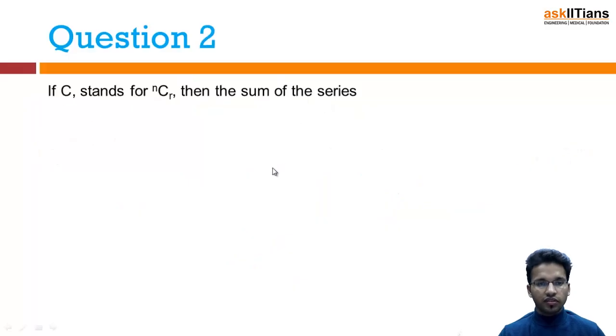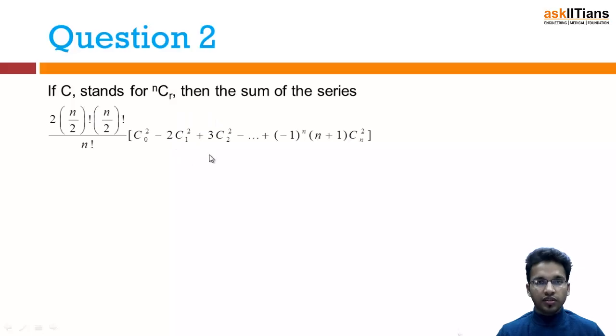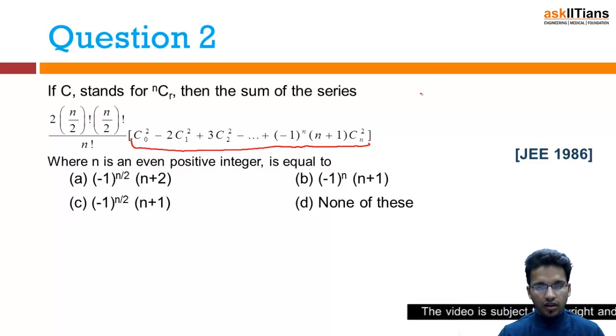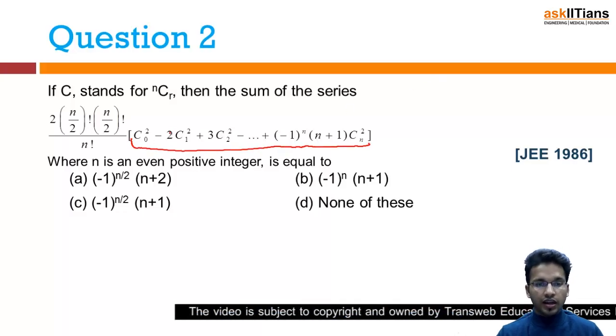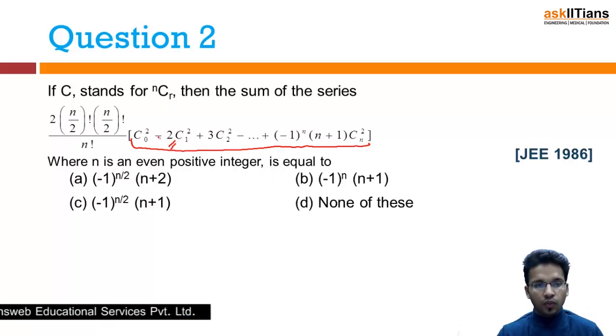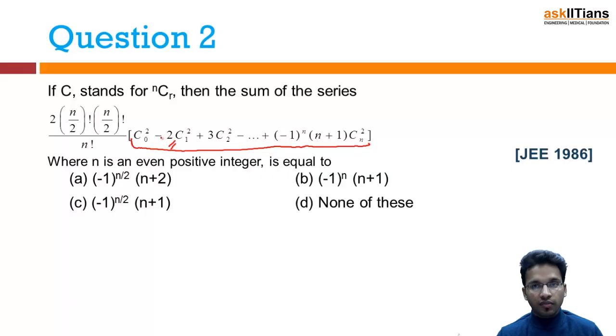Let us look at the next question. Now this is a brilliant question. We have to get the value of this series, and this question appeared in 1986. Now what is the crux of this question? If you look here, there are two things involved: one is the coefficient and one is the alternating minus sign. So obviously one series has to be 1 plus x, the other has to be 1 minus x.